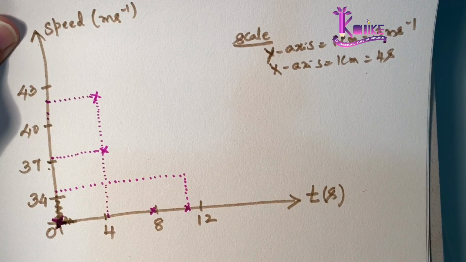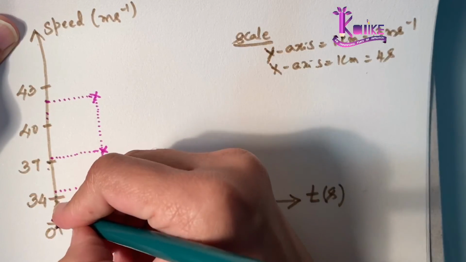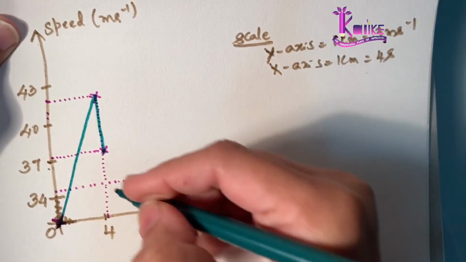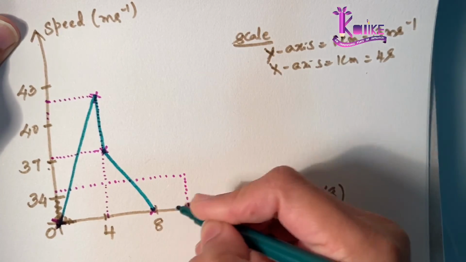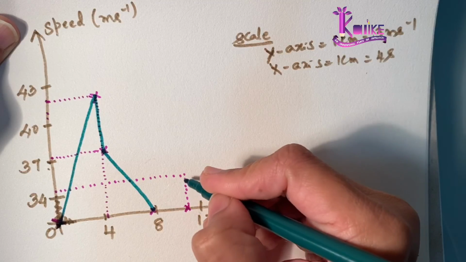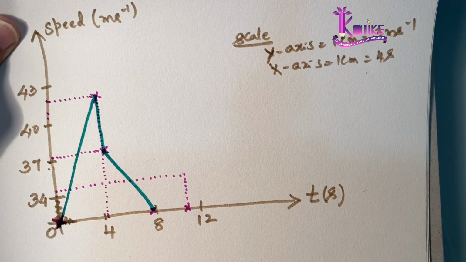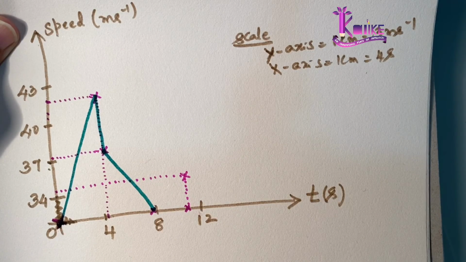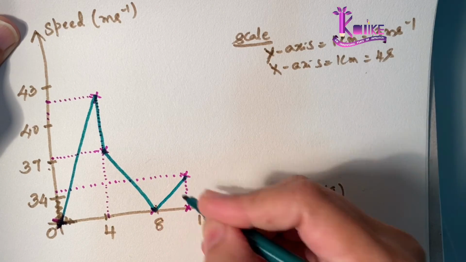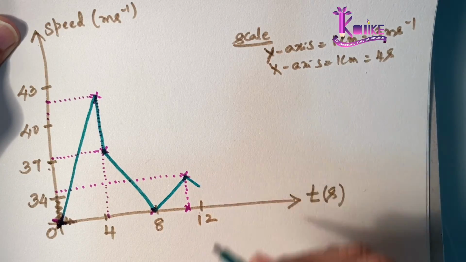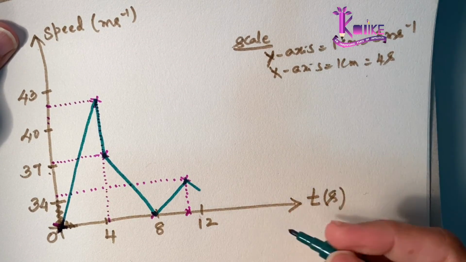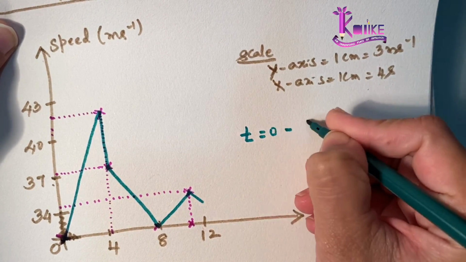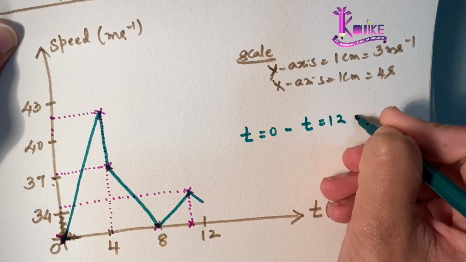Right, now let's just join the dots. So you can take a scale to join the dots. Then, yeah, there was a point here, sorry, which is 34.4. So and then that continues, right? So this is the speed time graph from t is equal to 0 to t is equal to 12 seconds.